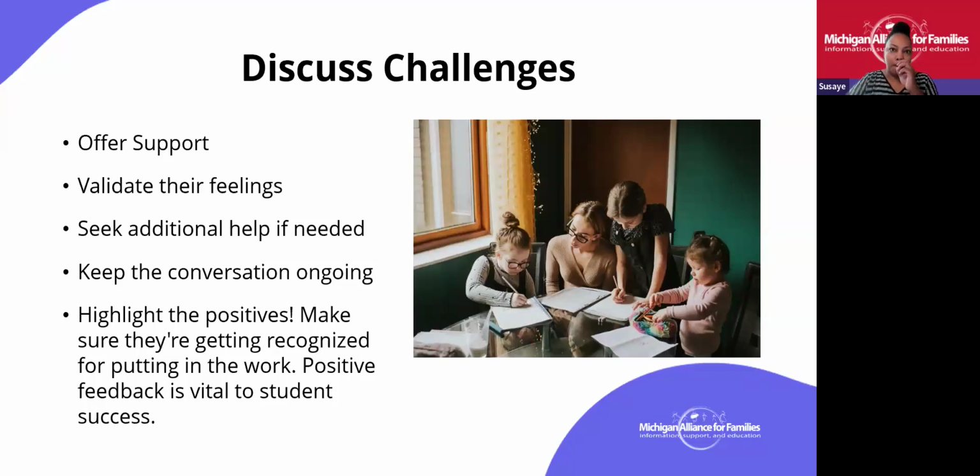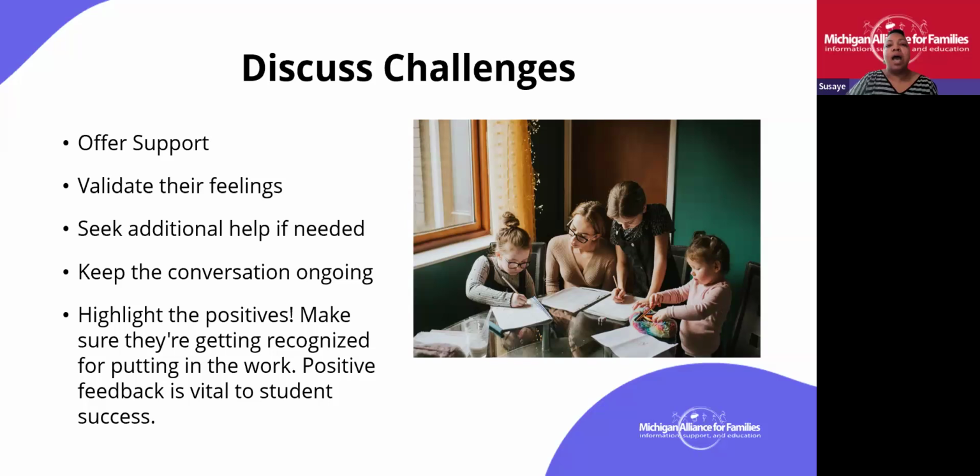Discussing challenges. When discussing challenges, offer support. Validate your child's feelings. Seek additional help. Keep the conversation going and ask your child what they think might help and offer your own suggestions. For example, what do you think can make math a little bit easier for you? Maybe you can ask the teacher for some extra help.